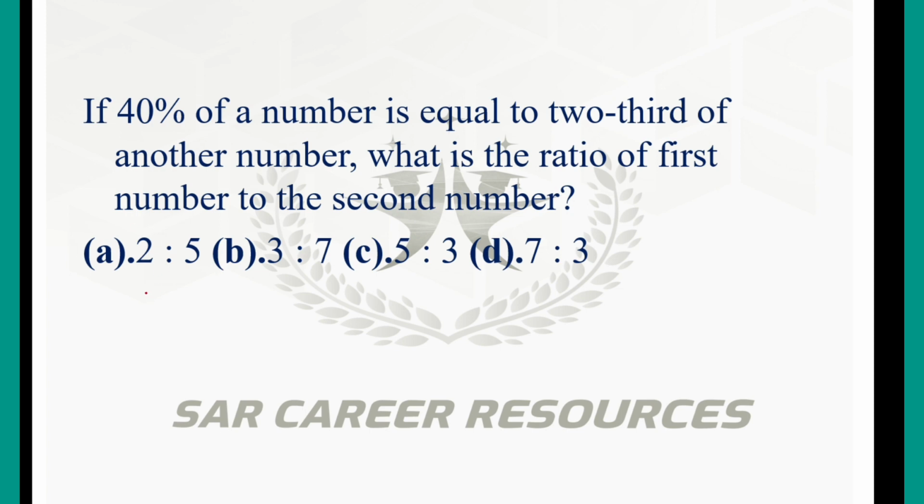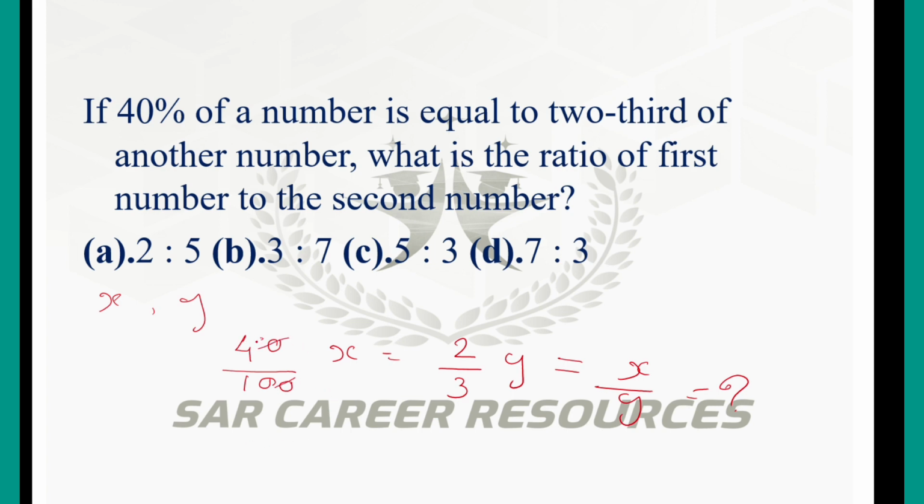So we can go to the first question. If 40% of a number is equal to two-thirds of another number, what is the ratio of the first number to the second number? Options are given here. We can take the two numbers as x and y. It is given that 40% of a number is equal to two-thirds of another number. So 40% means 40 by 100 of x is equal to 2 by 3 of y, that is two-thirds of another number. So we have to find x is to y, the ratio of the first number to the second number.